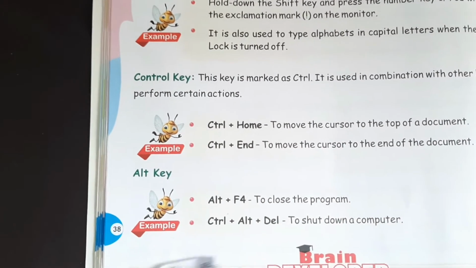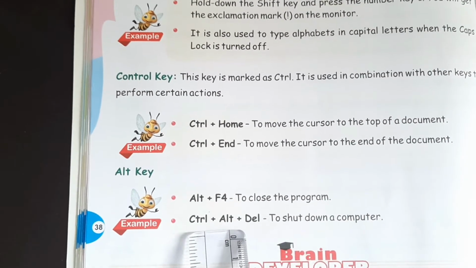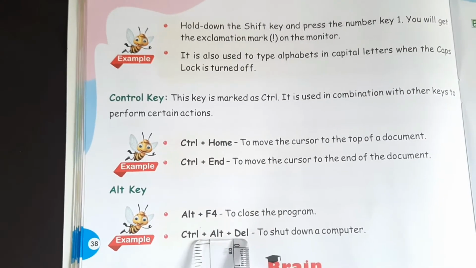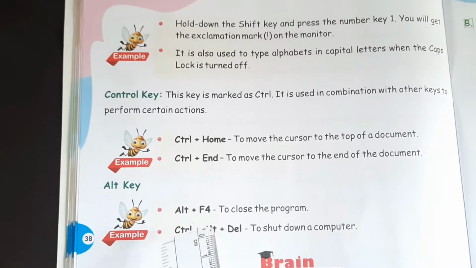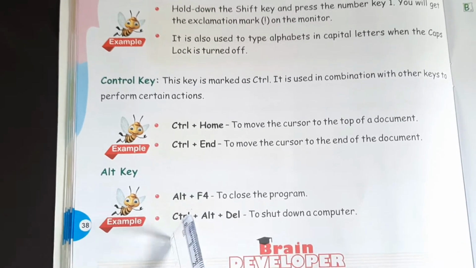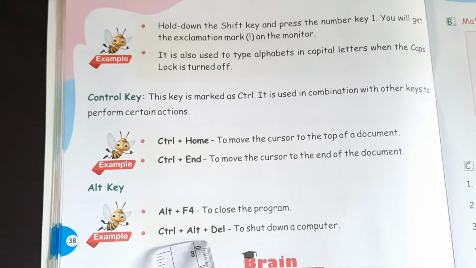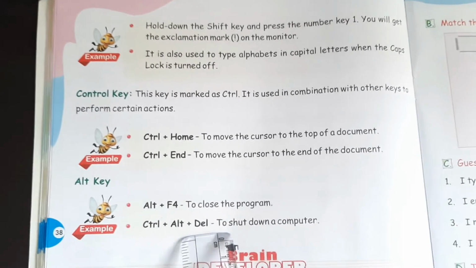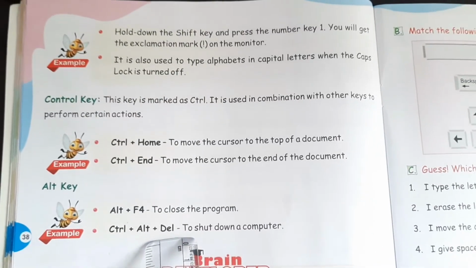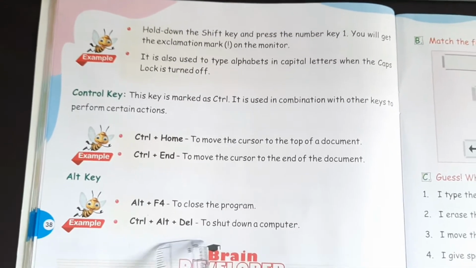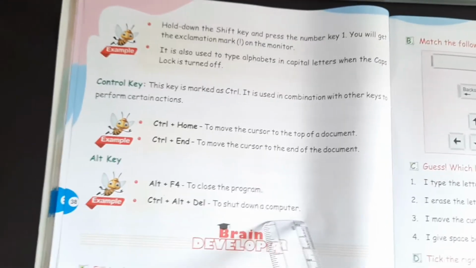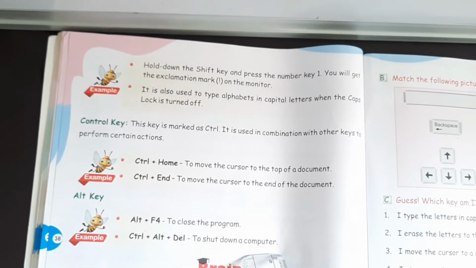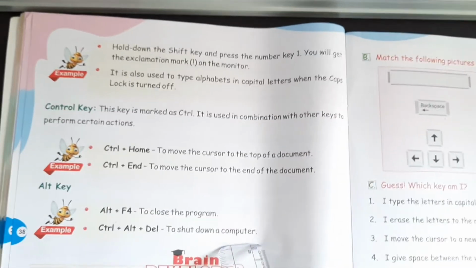The next function is when you press Ctrl, Alt and Delete. Here we are pressing a combination of three keys. We have to press the Control key, keep it pressed, don't leave it, also press the Alt key, don't leave it, and then press the Delete key. When we press all these three keys together, you can shut down your computer. You can close your work on the computer. You can shut it down.